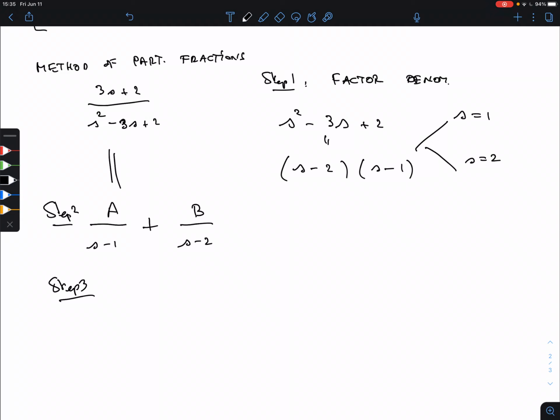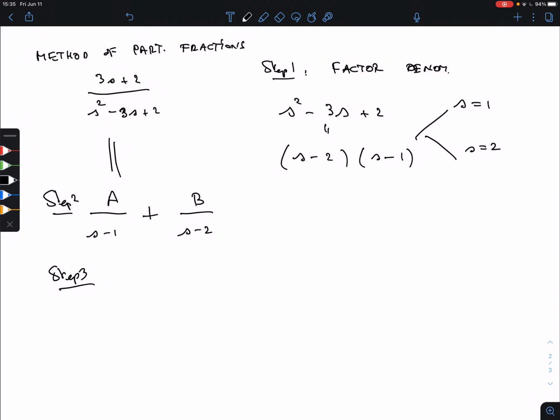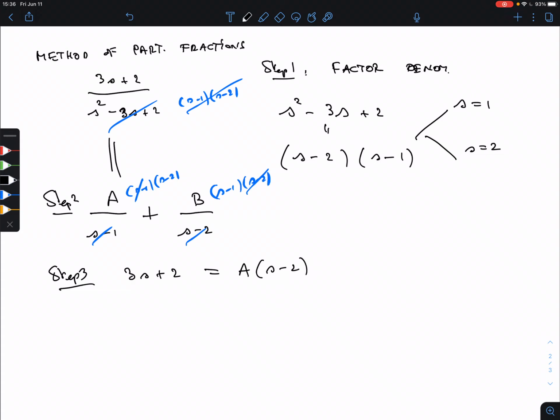The most obvious method is to just work it out by comparing coefficients or by plugging in roots, which we have done a couple of times. So we want to multiply both sides with s minus 1 times s minus 2. We do this, then this cancels. I'm looking at this in this equality, right? So here the s minus 1 cancels, here the s minus 2 cancels. So I find that on the left hand side I have 3s plus 2, the numerator, equal to a times s minus 2 plus b times s minus 1.